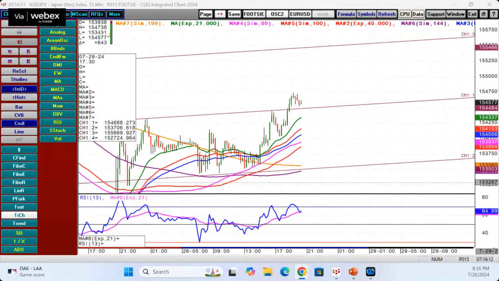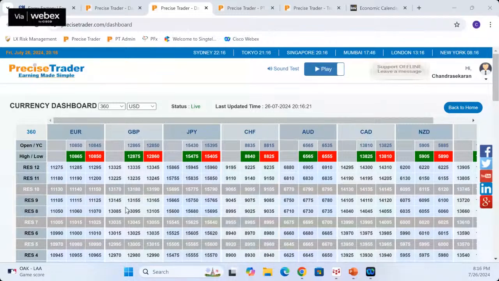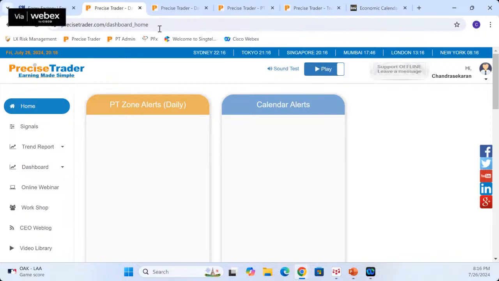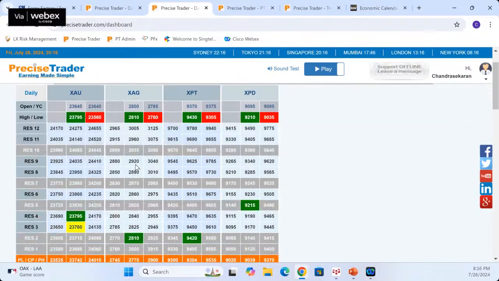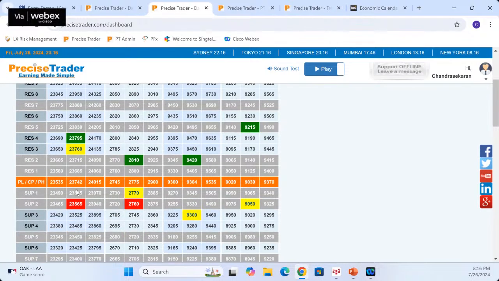Okay, the next tool. Okay, maybe we look at, since we have, I don't mind giving you gold. Gold is also moving. Let me see the gold. Okay, so the gold is trading at 2374.20.